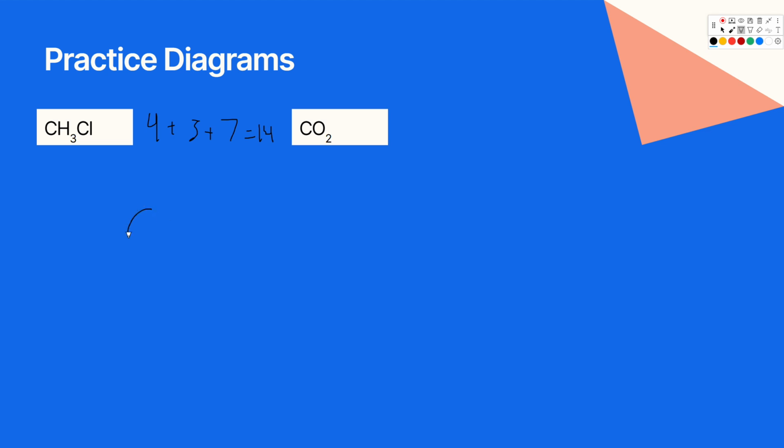So I place my carbon in the middle, and then my surrounding atoms of hydrogen and chlorine. After that, I draw in my bonds, and then I use my remaining electrons to fill in octets. And now my diagram is done. Because I've used up all my electrons, all of my elements have stable octets.